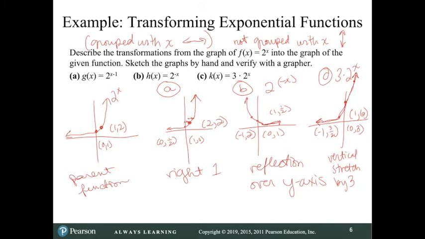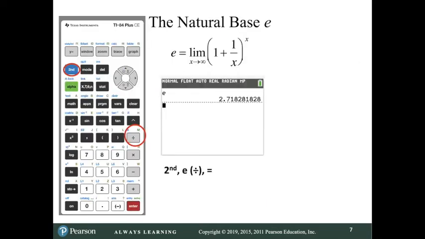All right, so that's transformations. They work exactly the same way as our polynomial functions. However, now we just have to be a little bit more careful when we graph them and know what to expect. Go in with the expectation of the transformation.